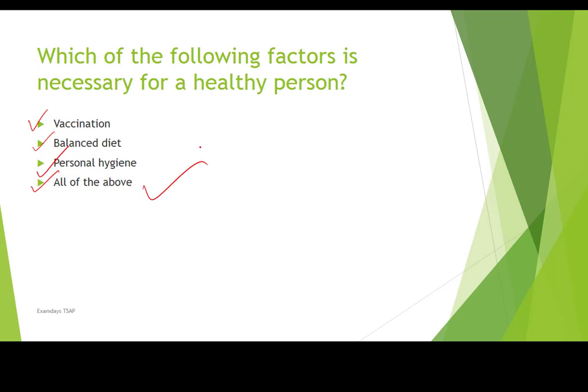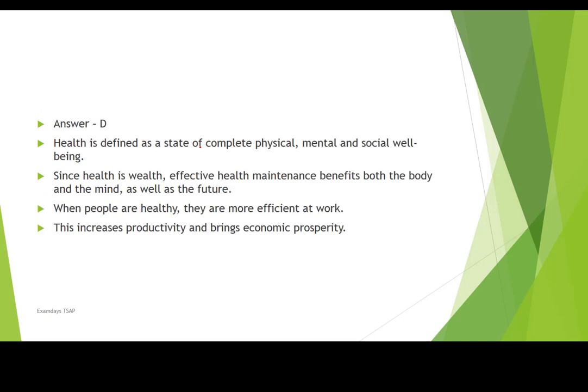Every healthy person needs vaccination on time, a balanced diet every day, and personal hygiene. As the explanation given, health is defined as the state of complete physical, mental and social well-being. Since health is wealth, effective health maintenance benefits both the body and the mind as well as the future. When people are healthy, they are more efficient at work. This increases productivity and brings economic prosperity. So the correct answer is option D.